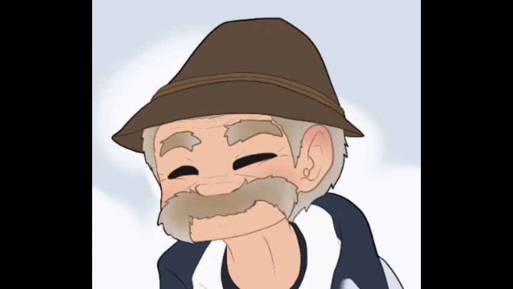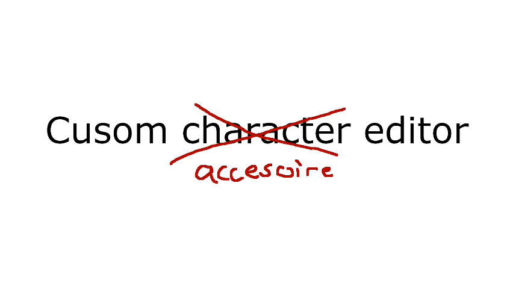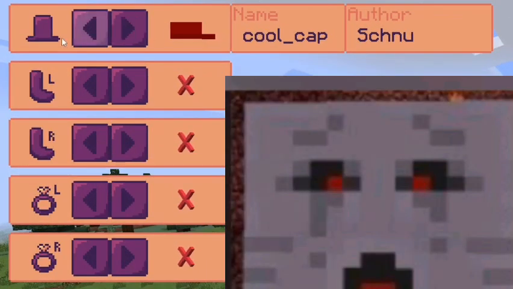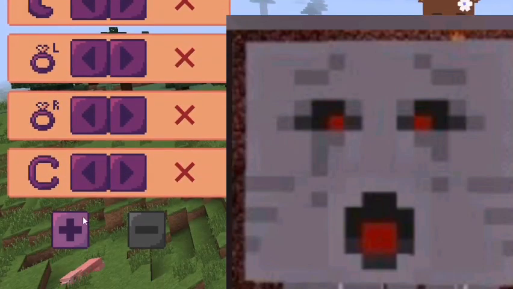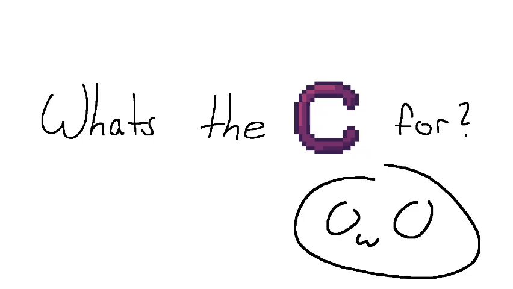Now we're doing something a little bit more complex. The thing is called a custom character editor and not just an accessory editor after all. While most of these icons on the left are probably self-explanatory, this big C on the bottom, of which you can create as many as you want, is probably just raising a big question mark in your head.